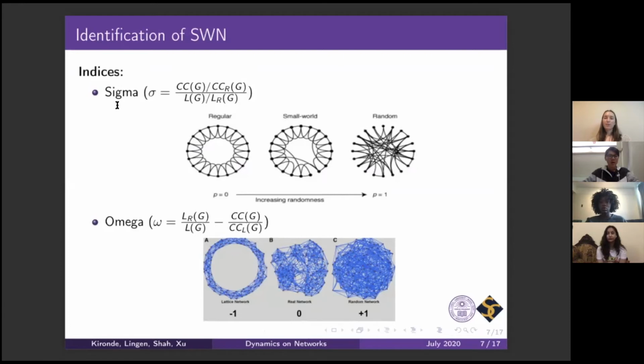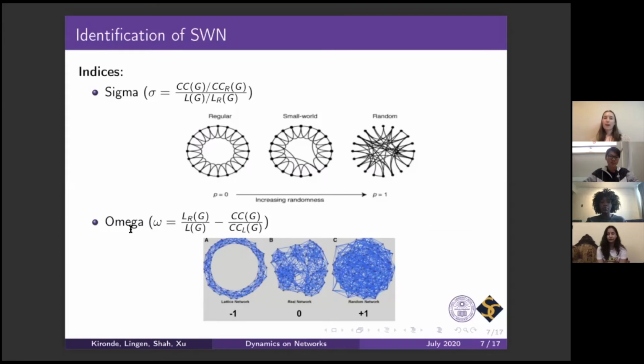Sigma values range from 0 to 1. Graphs displaying the most small world properties correlate to intermediate values. However, sigma does not scale towards larger graphs, making it harder to work with when using certain data sets. Therefore, we chose to focus our research on omega, which is the newer of the two indices.